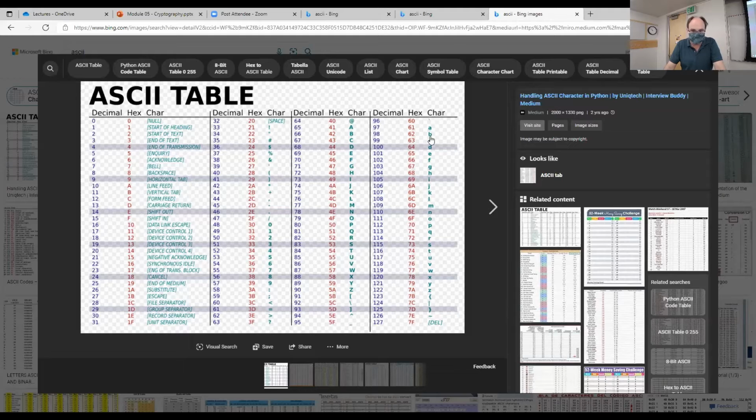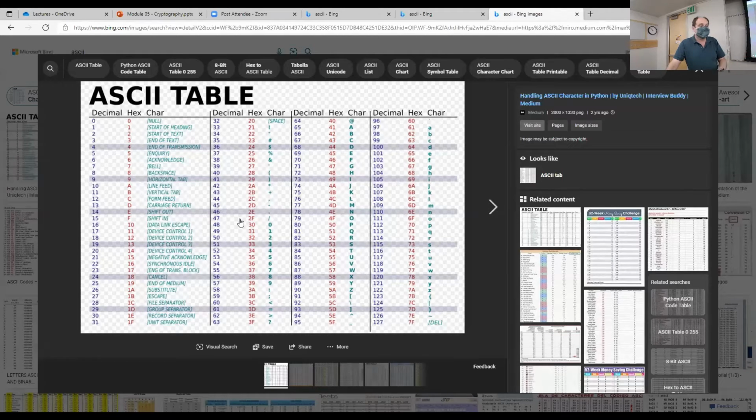Lowercase a is 97 decimal. The difference between these two, by the way, is that capital A is 41 hex and lowercase is 61 hex. When we write these out as bits, it's just changing 1 bit, or adding 20 hex, to go from capital to lowercase. They did that deliberately. So this is from 0 to 127. That is 7 bits of information.